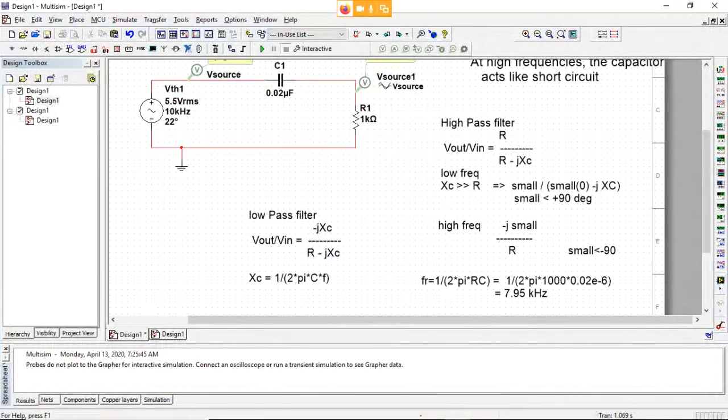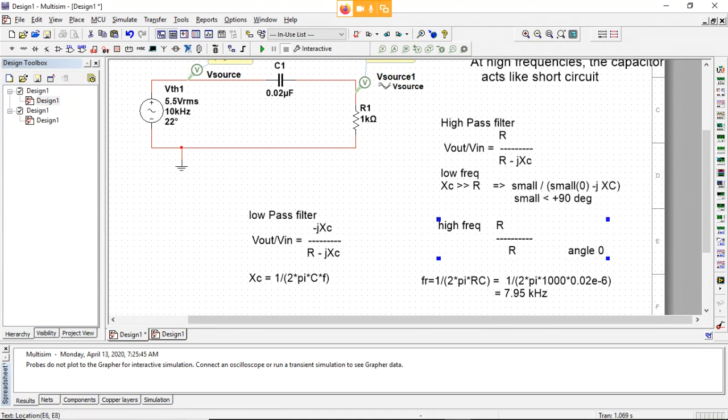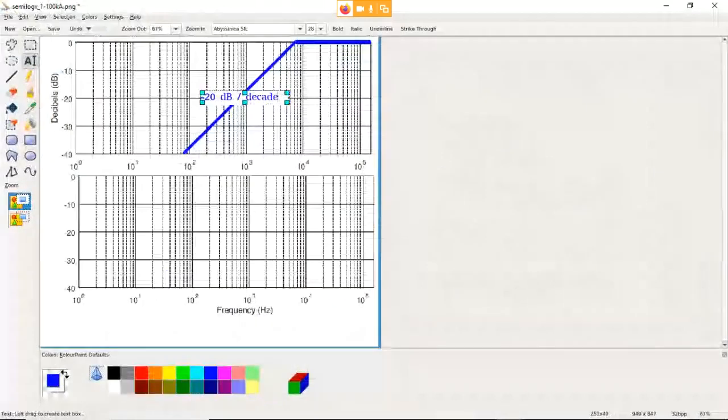All right, so for the high pass filter at low frequency, we had a positive 90-degree angle. But at high frequency, we end up having R over R, so the angle is 0. So what we need to do then is draw that. We're going from plus 90 to 0 degrees.